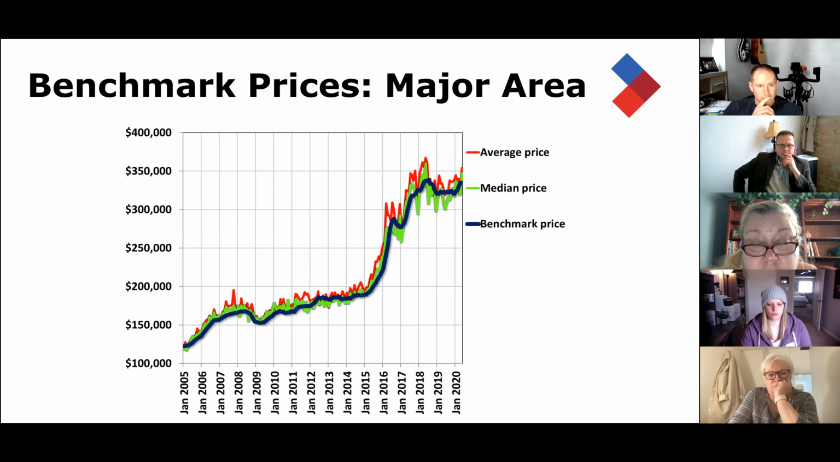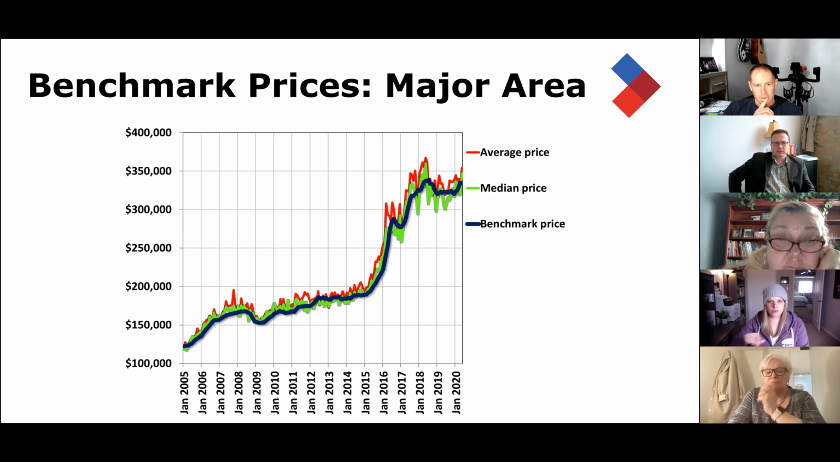And if we zoom in from the overall board to a major area, we see more volatility in the average and median prices. Because as the sample size of sales activity gets smaller, it becomes a lot easier for a handful of, let's say, high-end sales to distort averages and medians from one month to the next. Now, these movements are not reflected in the benchmark price because, again, it is a constant quality comparison of prices.